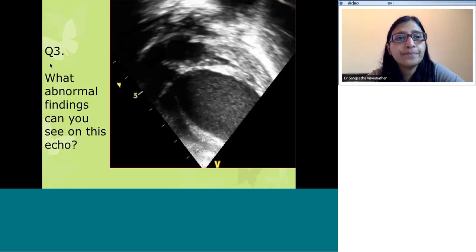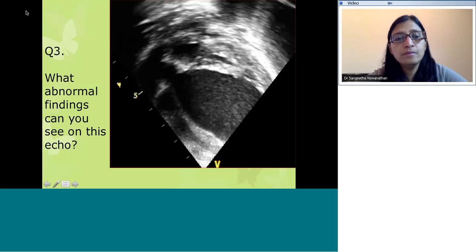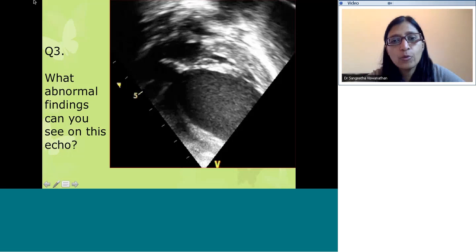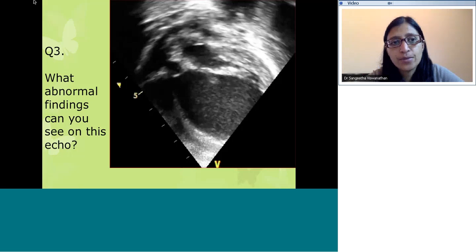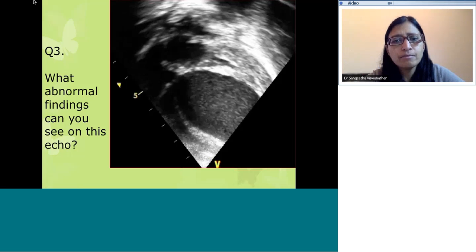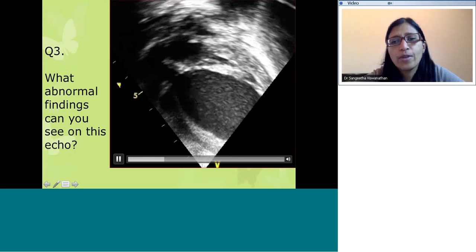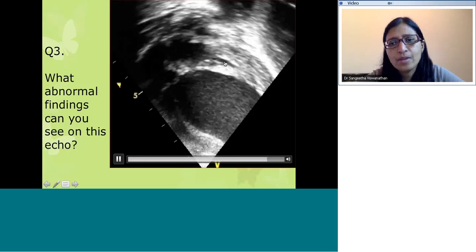Come on, guys. Quite obvious, just very simple and obvious. I'm only asking you for the findings, not a diagnosis. Why do you say hypoplastic left chamber? Oh, okay. So you think this is the left chamber, right?